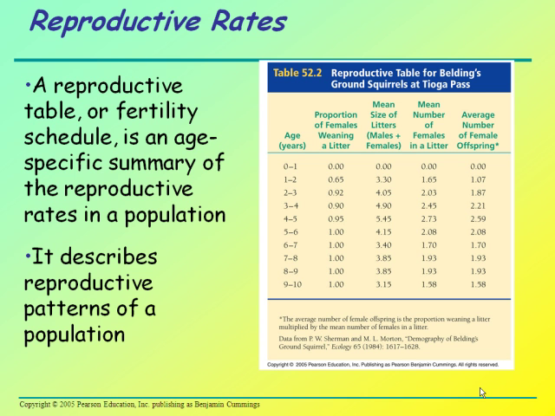Reproductive rates. So again, in demography, you look at the reproductive table or fertility schedule. Age-specific summary of the reproductive rates in a population. It describes the reproductive patterns. So here, again, looking at the Belding's ground squirrels at Tioga Pass, which is right outside of Yosemite National Park in California. You can look at age, proportion of females weaning a litter, the mean size of litters, males plus females, mean number of females in the litter, and average number of female offspring. So again, you can compare and contrast.